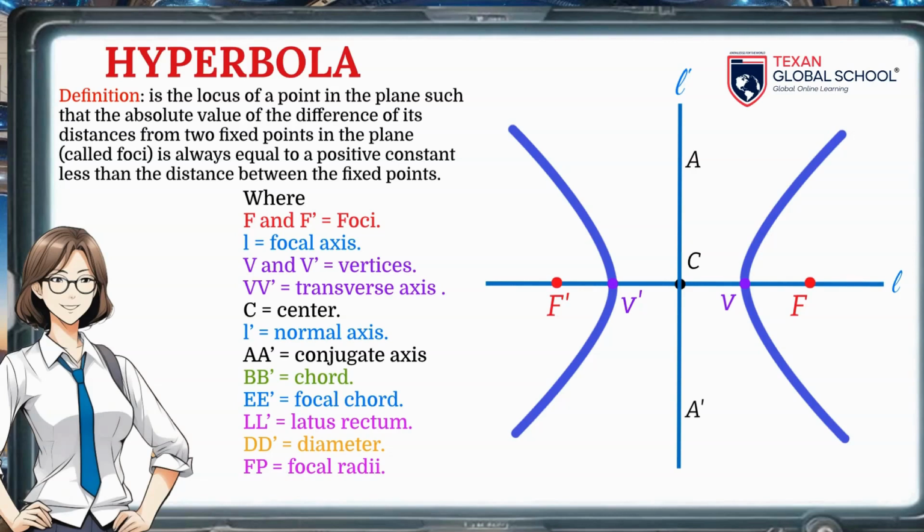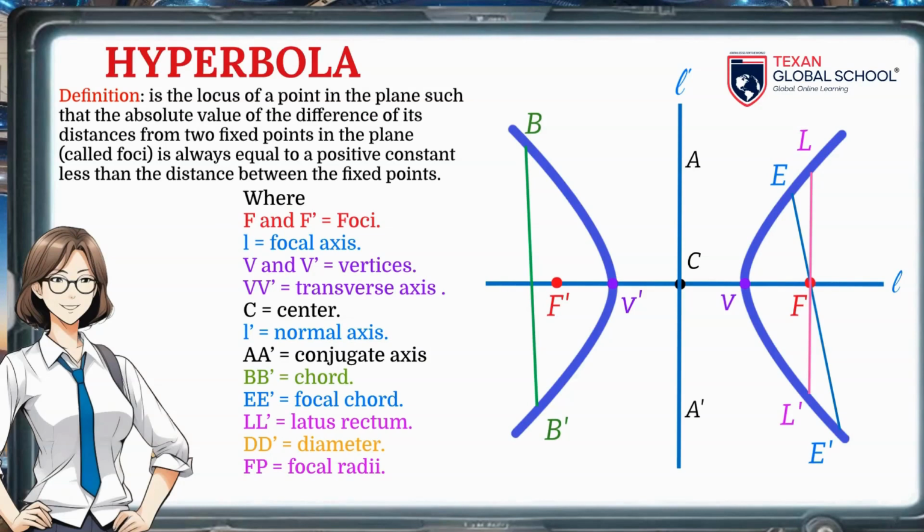A chord B and B' is a line segment that joins any 2 points of the hyperbola. E and E' is the focal chord which passes through one of the foci. The latus rectum, L and L', is a focal chord perpendicular to the focal axis. We see that the hyperbola has 2 latus rectums since it has 2 foci.